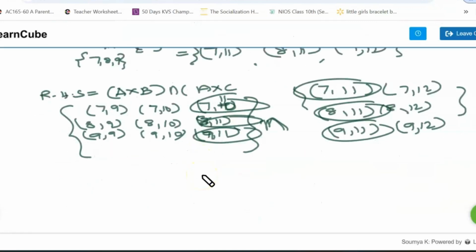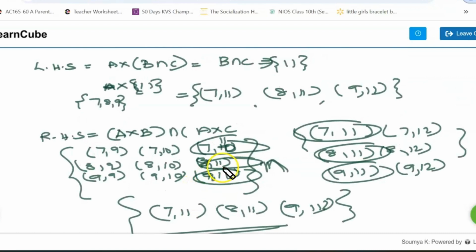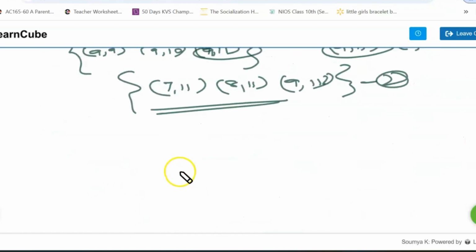So 7, 11, 8, 11 and 9, 11. These pairs are available with you. If you see the left hand side solution as equation 1 and right hand side as equation 2, from these we'll come to know that left hand side is equal to right hand side. Okay, this way it is verified. Left hand side is equal to right hand side.